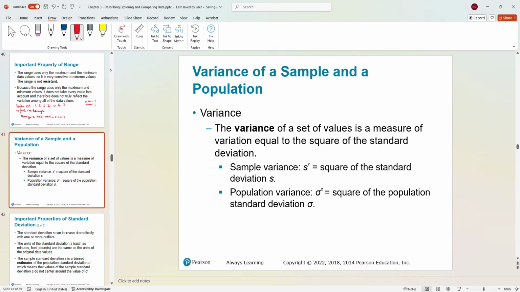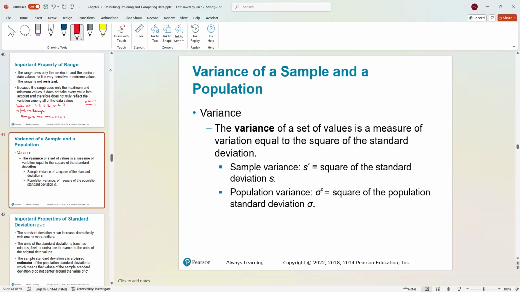Variance and standard deviation. As a measure of variation, the range has the advantage of being easy to compute. But its disadvantage is that it uses only two entries from the data set. So two measures of variation that use all the entries in the data set are the variance and the standard deviation. Before you learn about these two, you need to know what is meant by the deviation of any entry in a data set. The variance of a set of values is a measure of variation equal to the square of the standard deviation.